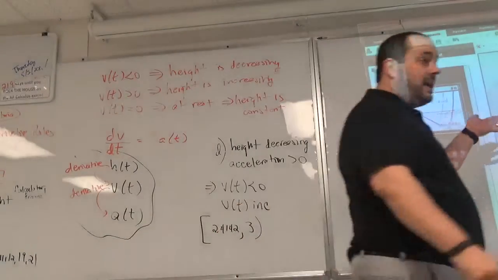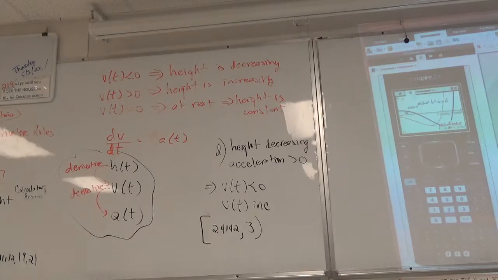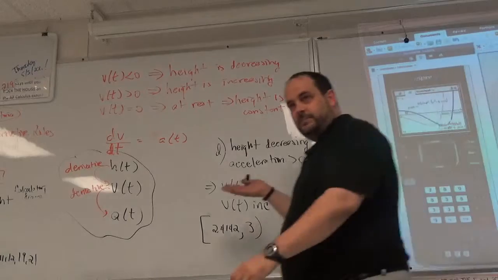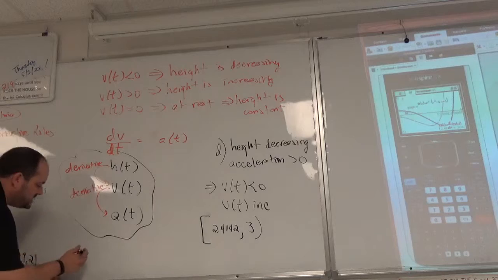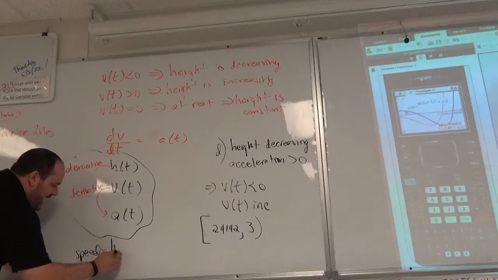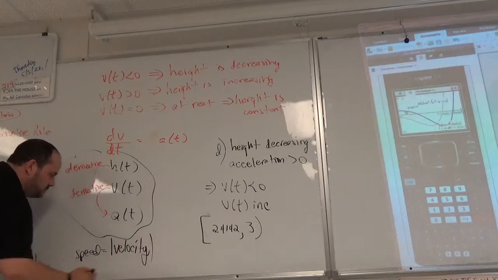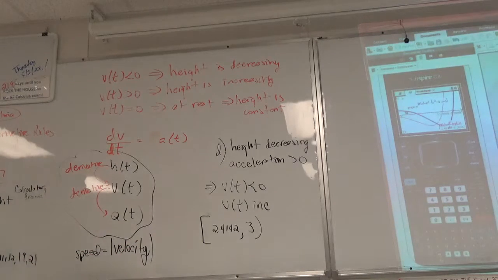If I'm walking forward at a rate of 10 meters per second, I'd say positive 10 meters per second is my velocity, right? I turn around and I'm walking at a velocity of negative 10 meters per second. What's my speed? Zero. Oh, 10. My speed is still 10. The relationship is that speed is the absolute value of the velocity. Always. Speed is the absolute value of velocity.